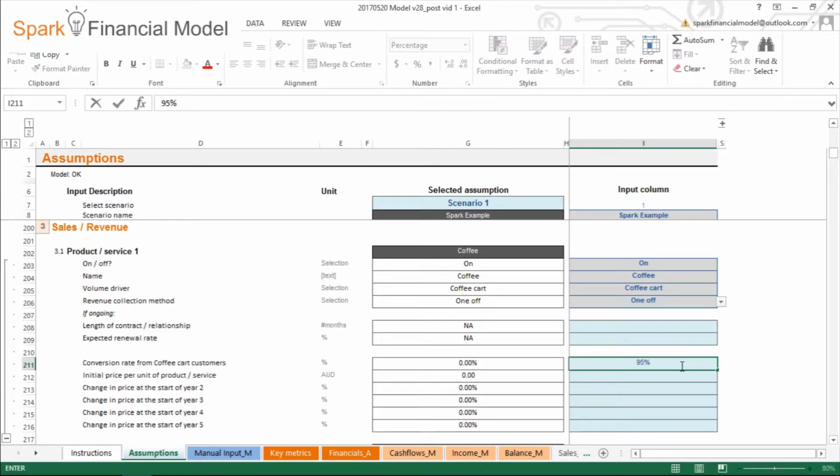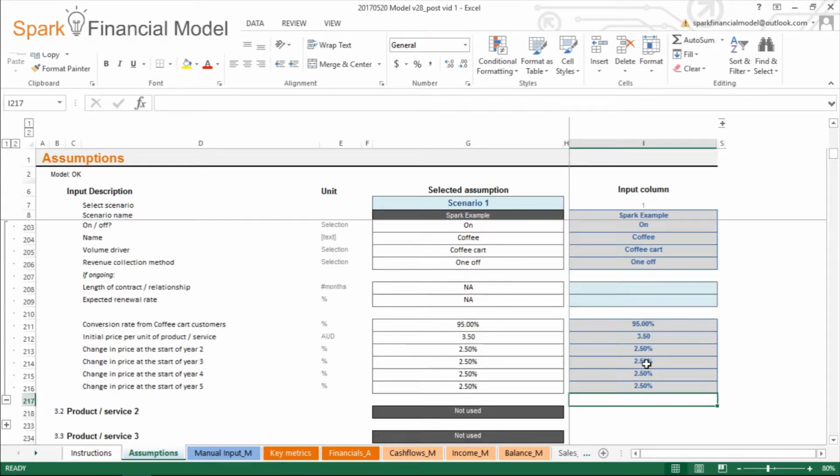Here, let's say 95% of everyone making a purchase will be buying a coffee. And let's say the average price of the coffee is $3.50. We'll increase this by inflation every 5 years, assuming that's 2.5% a year.